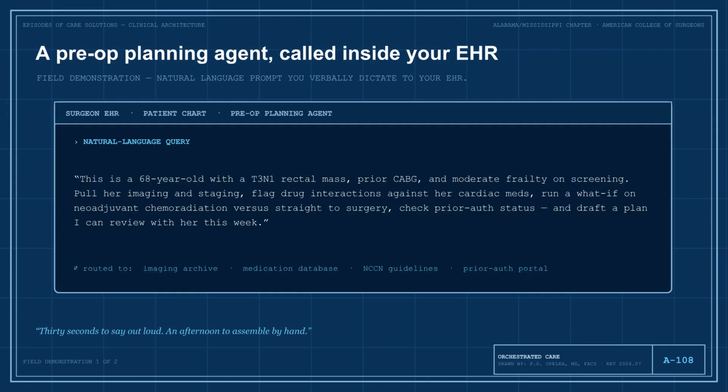In this field demonstration, we see a pre-op planning agent at work. A surgeon simply dictates a request for staging, drug interaction checks, and prior authorization status. The system routes this to the appropriate databases and drafts a plan in seconds. What used to take an afternoon of paperwork can now be prepared in moments.